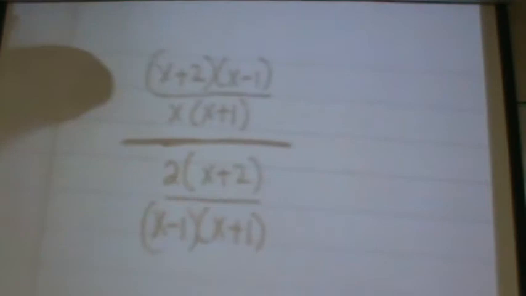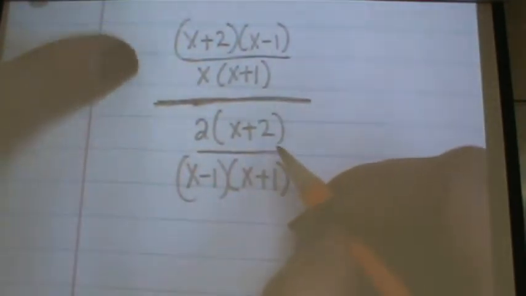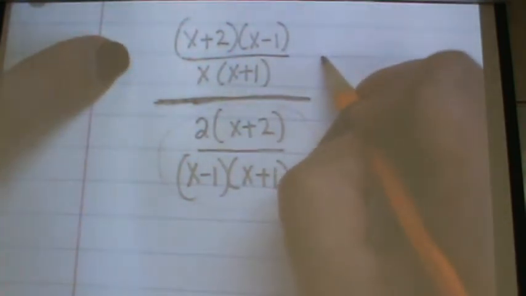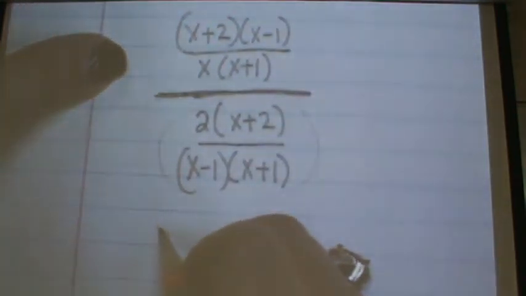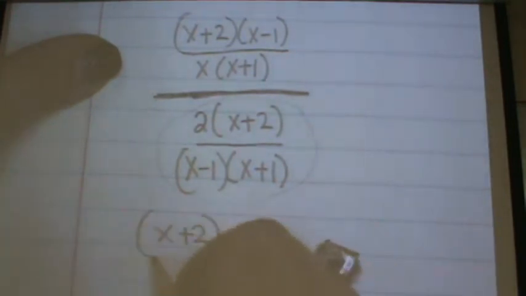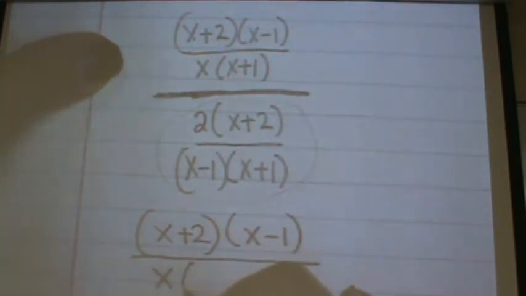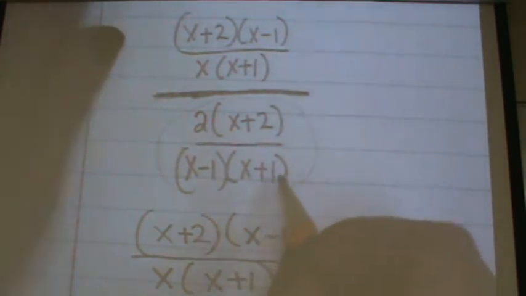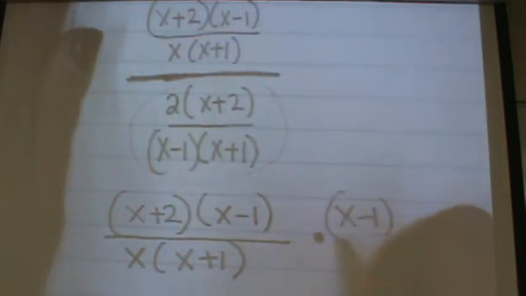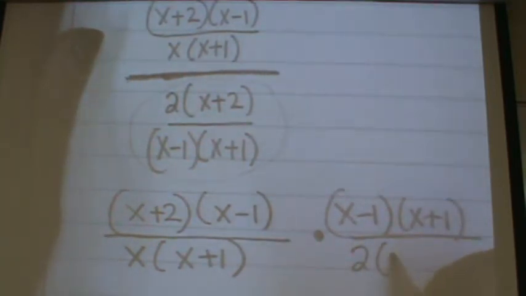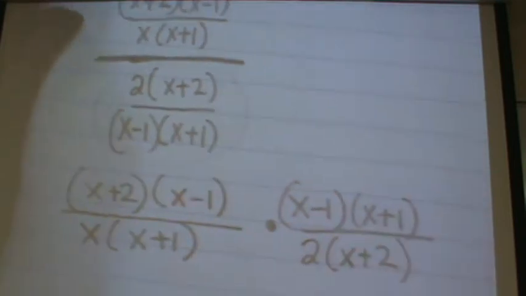Now what do we do? Who taught you how to divide? What did they teach you to do? Flip the fraction. Flip this fraction and you're going to multiply it by this. I don't care if you want to rewrite it. If you ran out of room, you can improvise. Here's your numerator fraction. You're going to flip this. X minus 1, x plus 1 now becomes the numerator of the second fraction, and then 2.